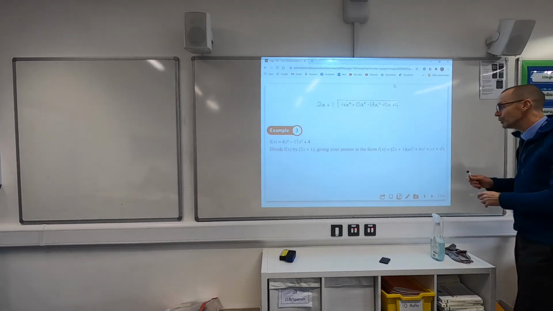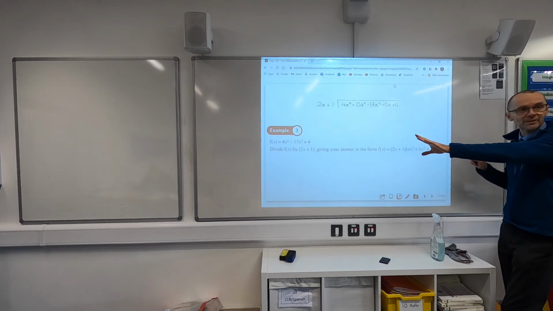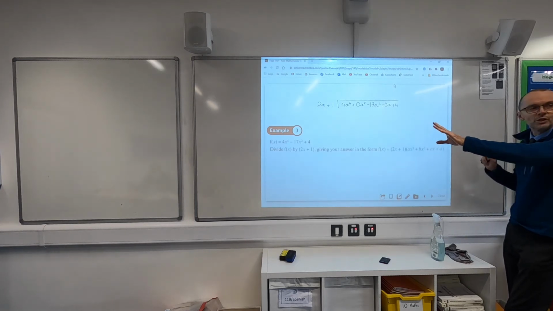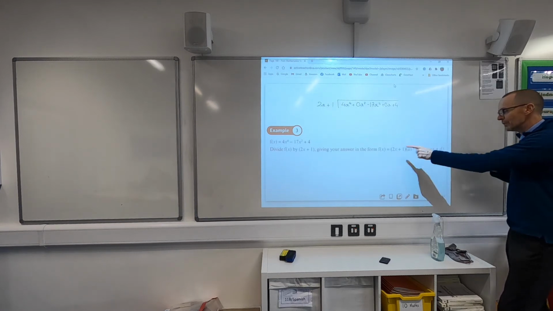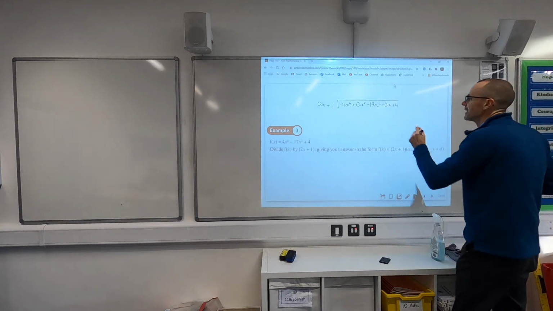I say again, you could use equating, and with equating you don't need to put the dummy values in. When you equate your x cubes, you just say I've got none on the left hand side, so I have none equal whatever you have here. But with division, we've got to have them in there.